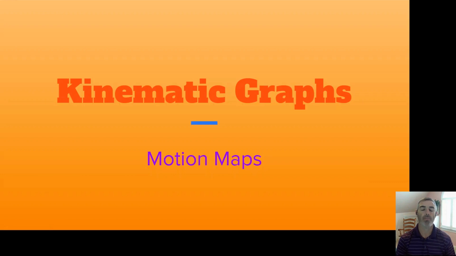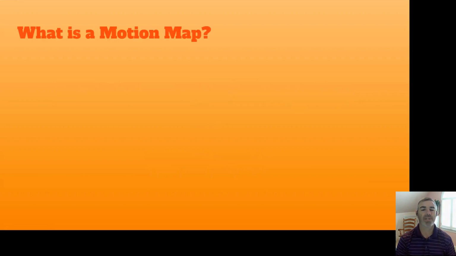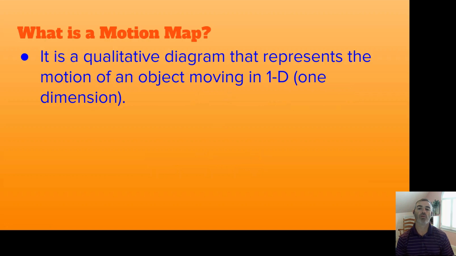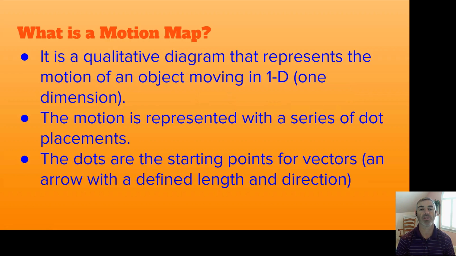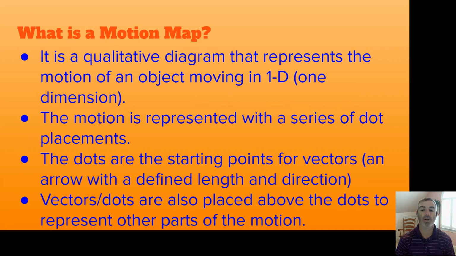Video, we're going to talk about motion maps. A motion map is a diagram that represents objects in one dimension, meaning that it's just moving in a straight line. The motion is represented with a series of dot placements, and the dots are starting points for vectors, an arrow that has a defined length or magnitude and direction. Vectors and dots are placed above the dots to represent other parts of motion. We'll go through some examples to talk about that.